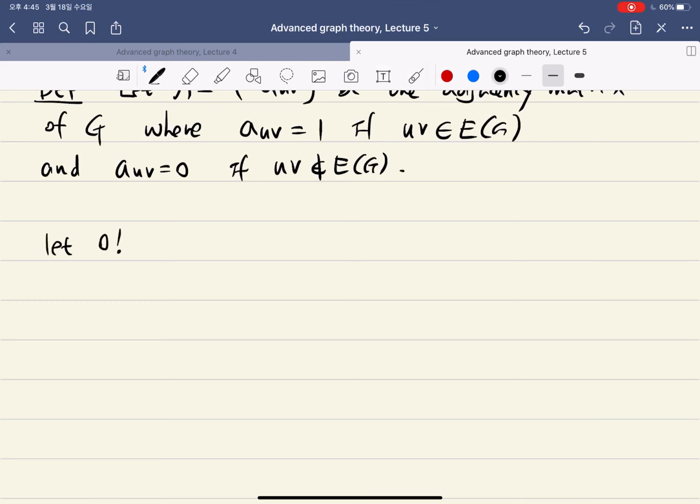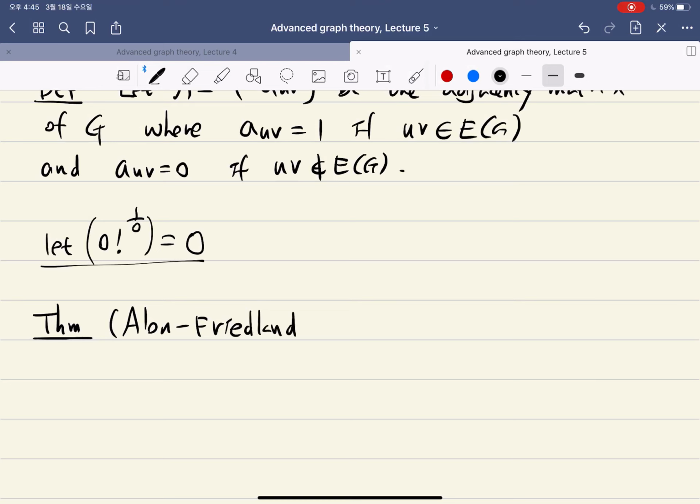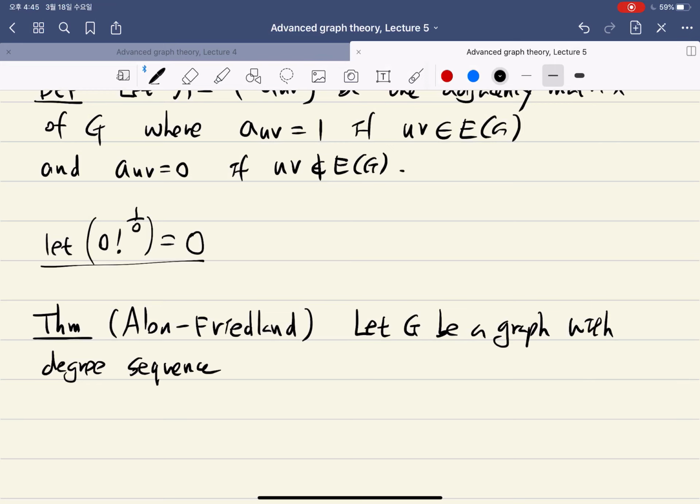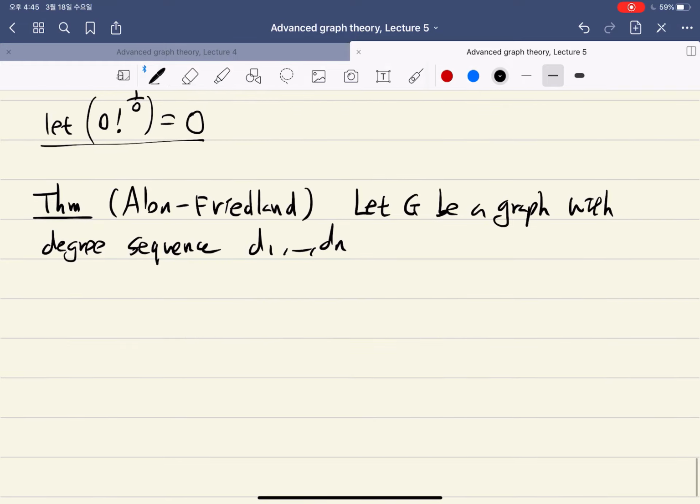Let's assume that 0 factorial to the 1 over 0 is 0. We do this because if there is an isolated vertex, then obviously there will be no perfect matching. Then we can prove this theorem. So let G be a graph with degree sequence d_1 to d_n, or degree list or degree sequence.